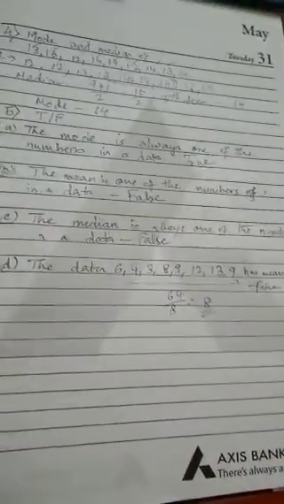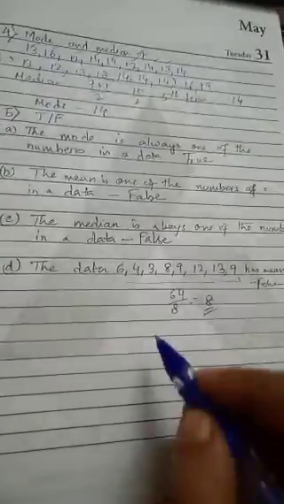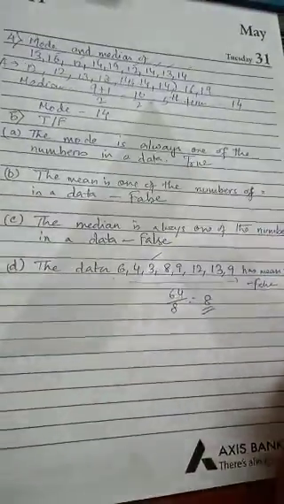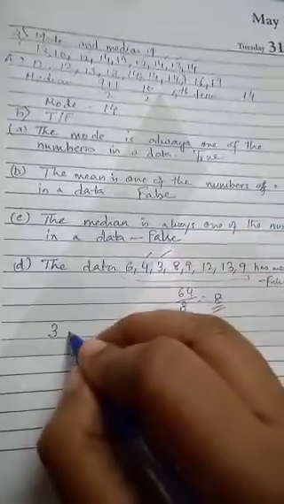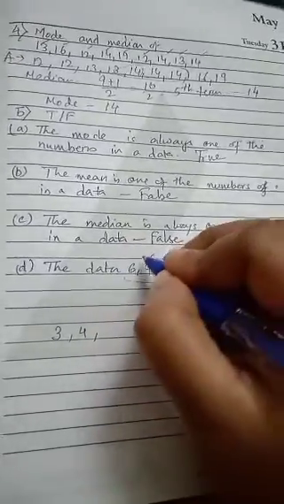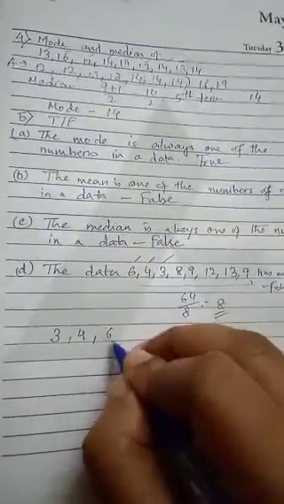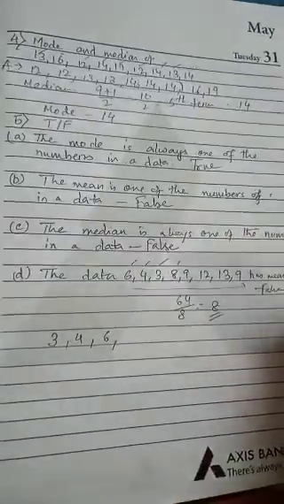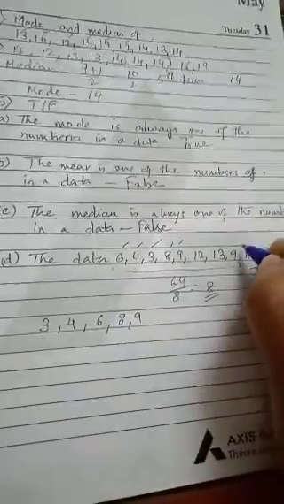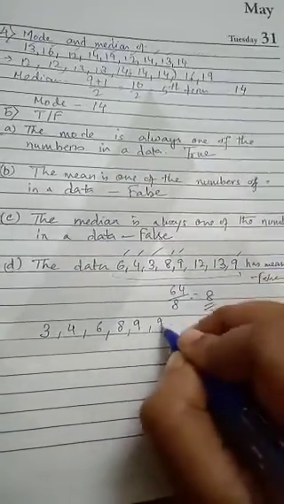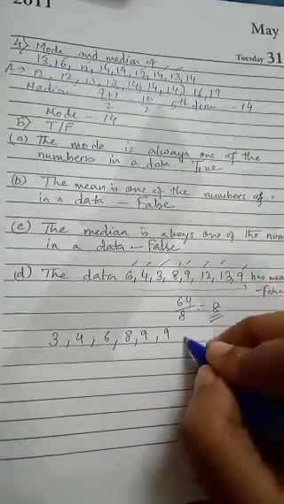If I have to find the median of it, what will I do? First I will rearrange the data in ascending order. See, 3. Then we have 4, 6, 8, 9, 9. There is one more 9. Then 12, 13.